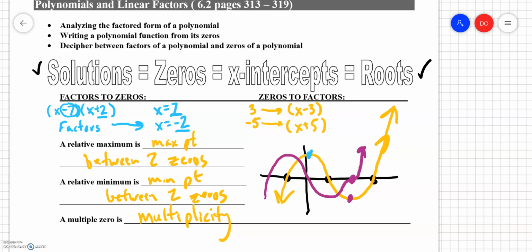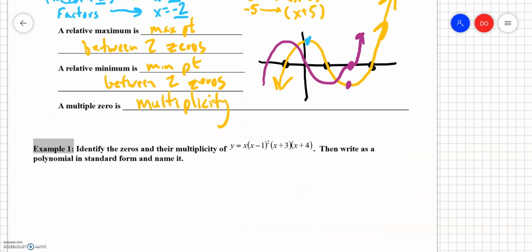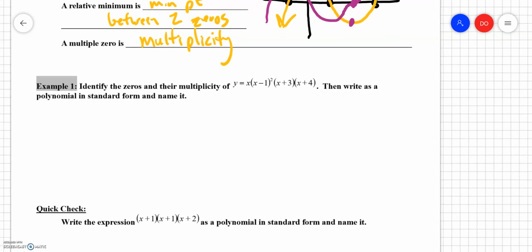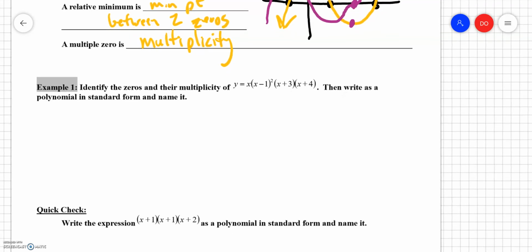That means it will appear as a factor more than once. Okay, so we have a polynomial. It's written in factored form. What I want to do is identify what these zeros are. First item: each factor leads you to a 0. Remember, if we're solving, we want outputs of 0.